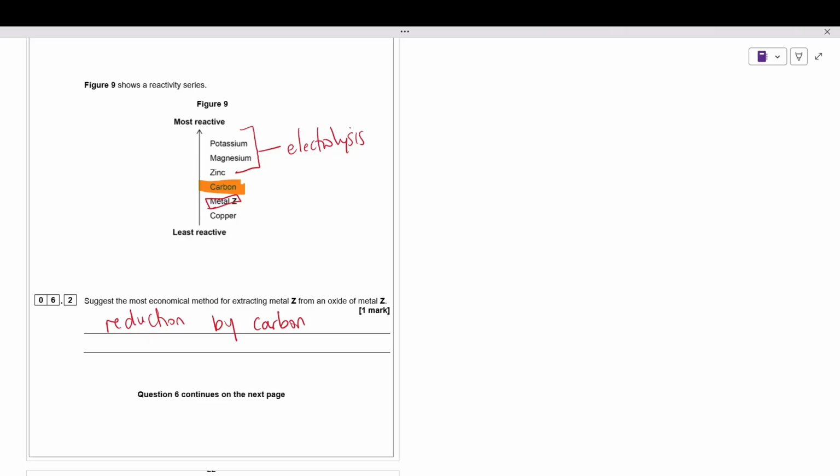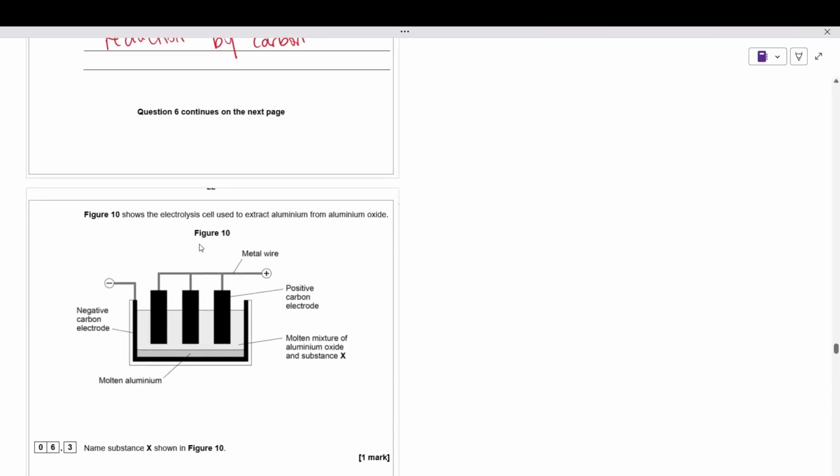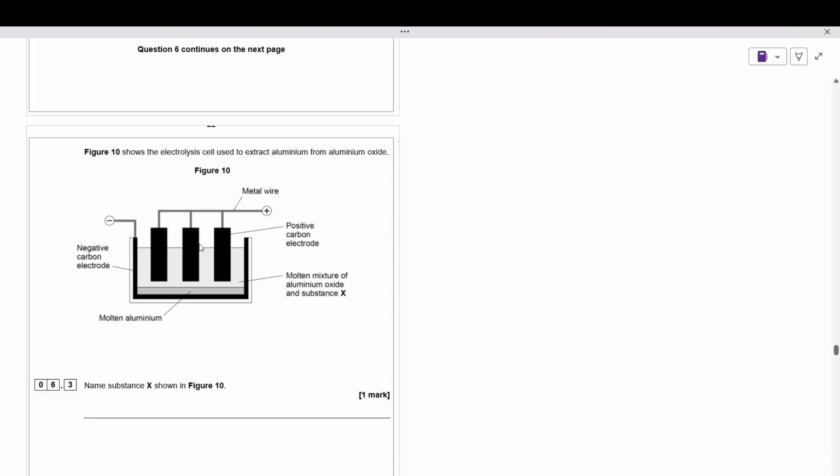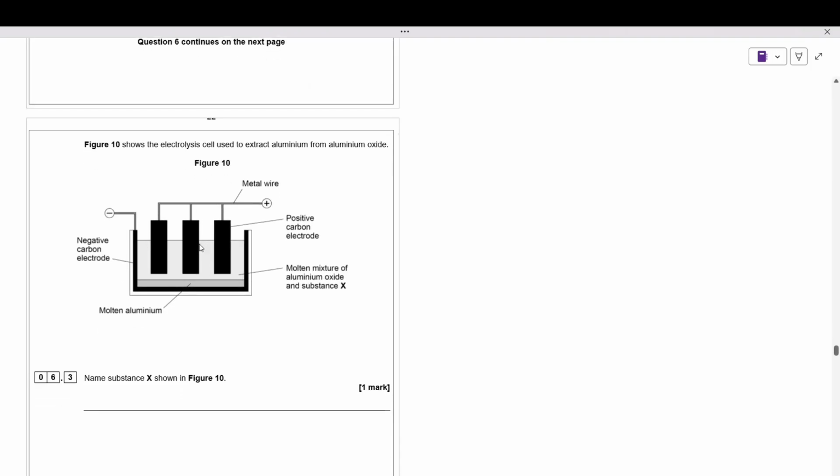Now, the next bit is we're given this electrolytic cell, and it's based on the extraction of aluminium from aluminium oxide. And we have our positive and negative electrodes. They're set up as it normally is.